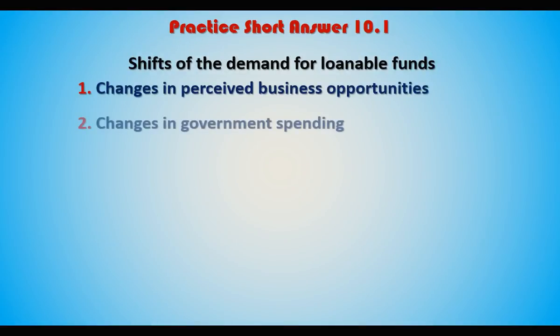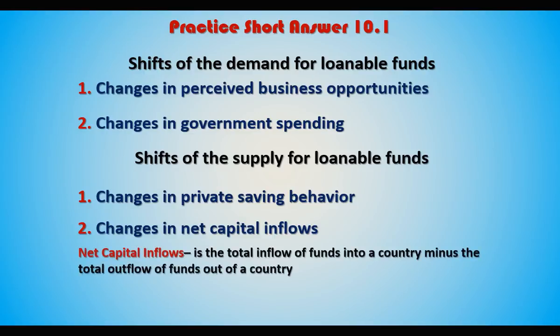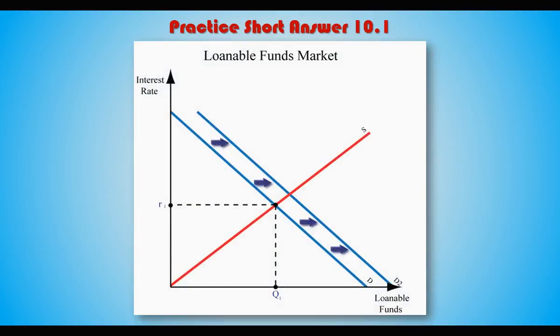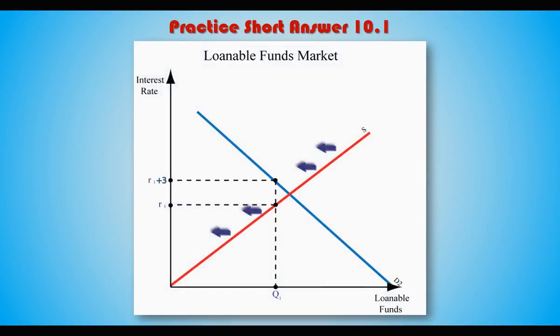And then you've got the shifts of the supply for loanable funds. Generally, you'll have changes in private saving behavior that will shift the supply for loanable funds. Changes in net capital inflows will do the same. Net capital inflows is the total inflow of funds into a country minus the total outflow of funds out of a country. And so if we expect inflation to go up, then supply will shift to the left, and it will shift as much as is necessary in order to equilibrate the market at the same quantity of loans. So the interest rate will go up by the expected increase of inflation by 3%, by both the supply and the demand shifting, which will then keep us at the same equilibrium quantity of loans.